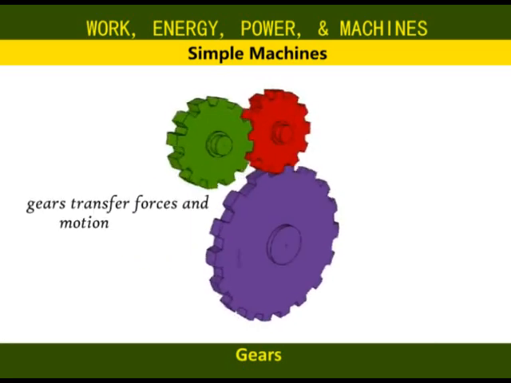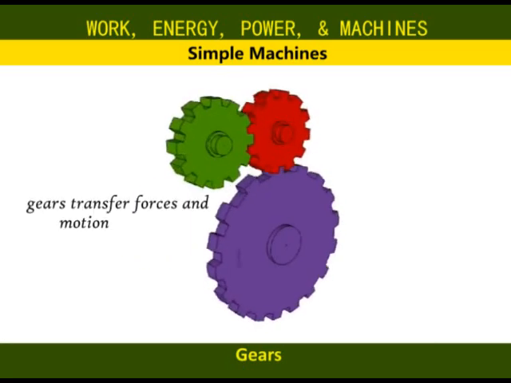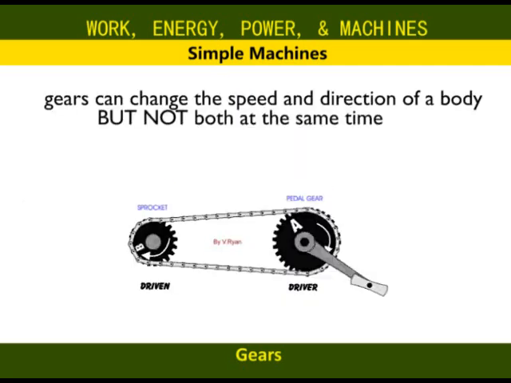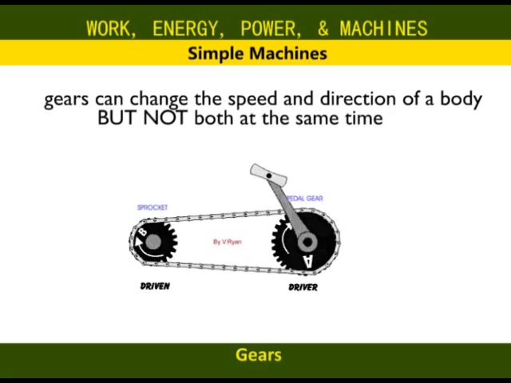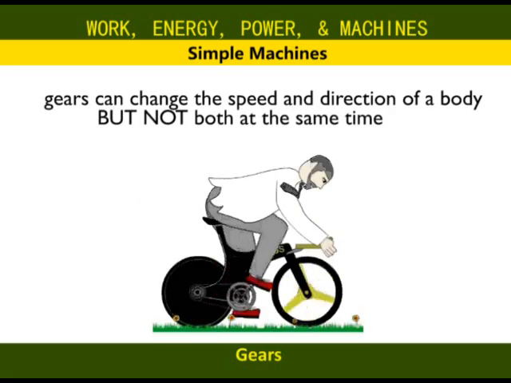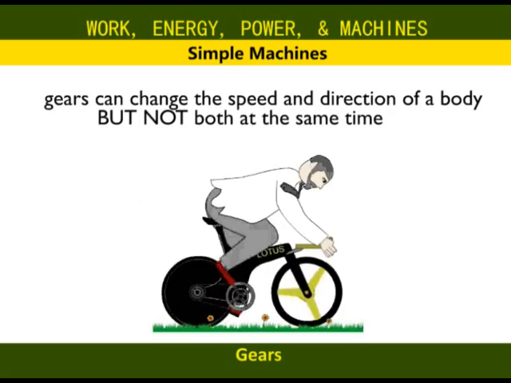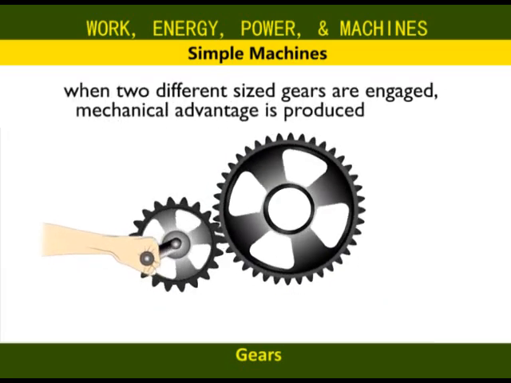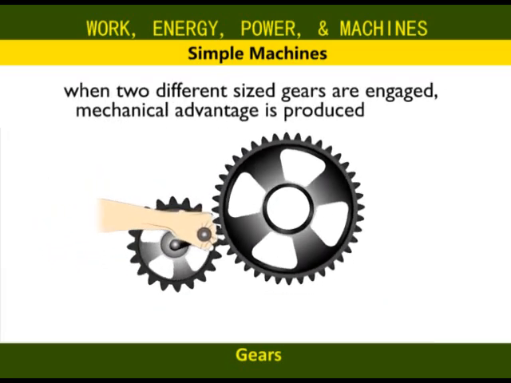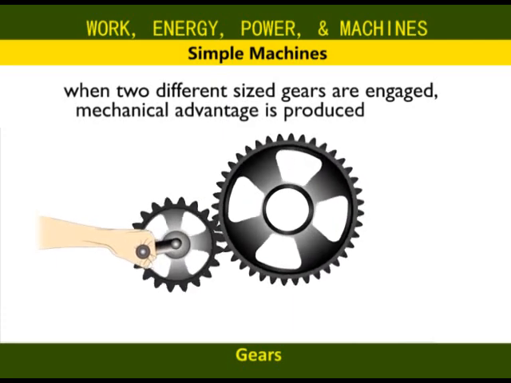So gears transfer forces and motion from one object to another, making work easier and faster. Gears can change the speed and direction of a moving object, but not both at the same time. When two different size gears engage, mechanical advantage is produced.